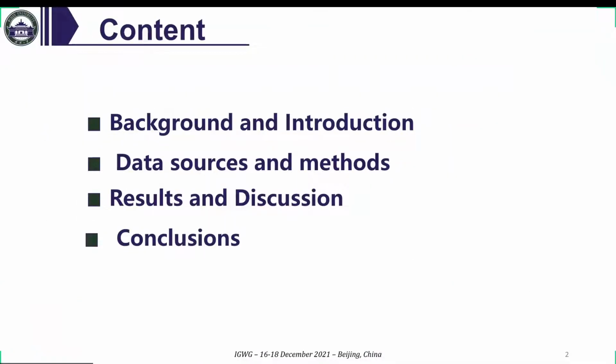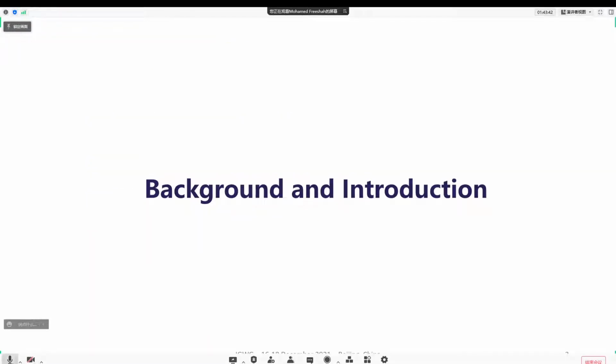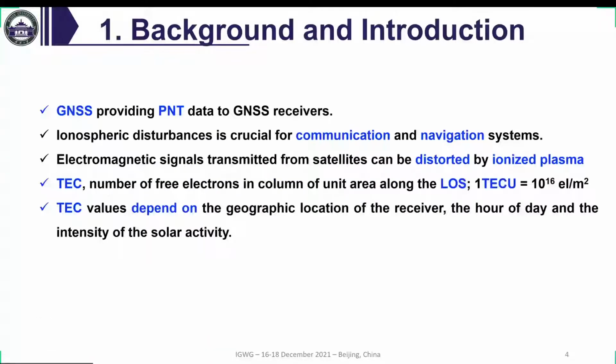This is the contents of tonight's presentation. Let's start with background and intro. Global Navigation Satellite System, or GNSS, provides positioning, navigation, and timing data to GNSS receivers. The ionospheric disturbance is crucial for communication and navigation systems. Radio signals transmitted from satellites can be distorted by ionized plasma.